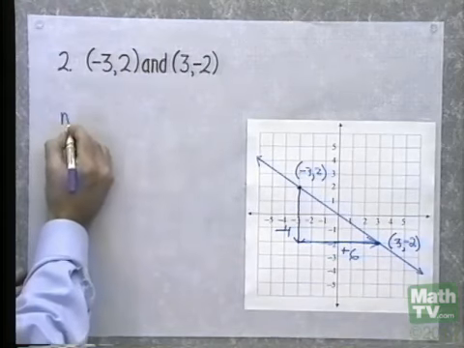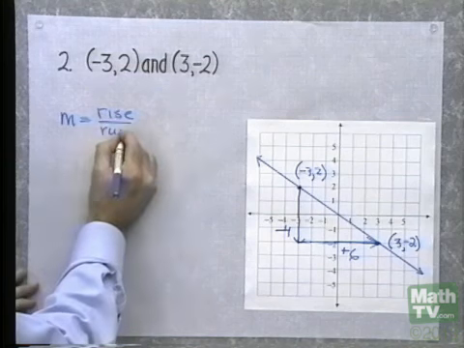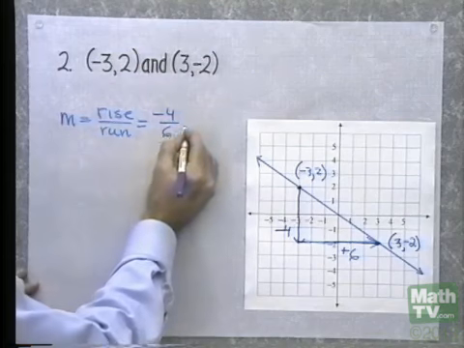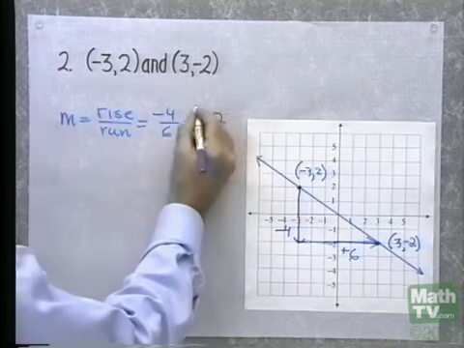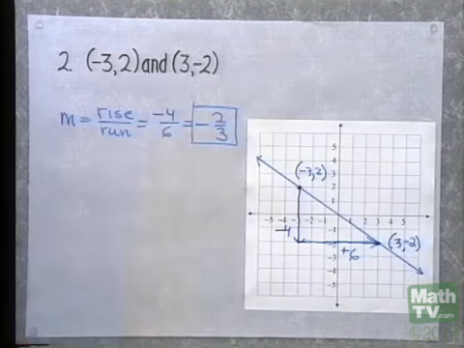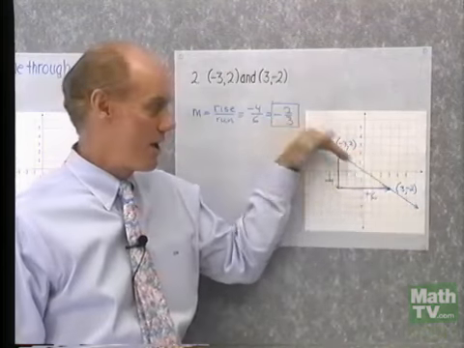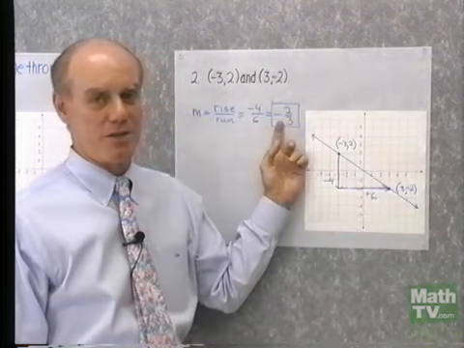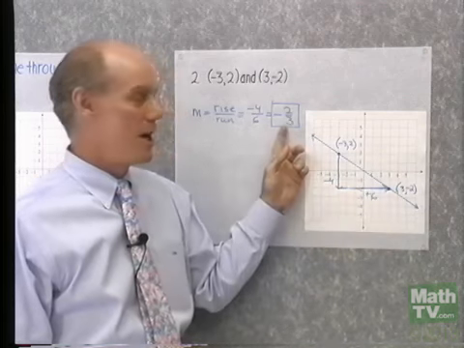So my slope m, which is the ratio of rise to run, is going to be -4 divided by 6. That reduces down to -2/3. So you can see here I have a line that actually falls going from left to right. The line drops as I move from left to right along the line, and it comes out to have a slope that's a negative number. Now the ratio of rise to run comes out to be -2/3.